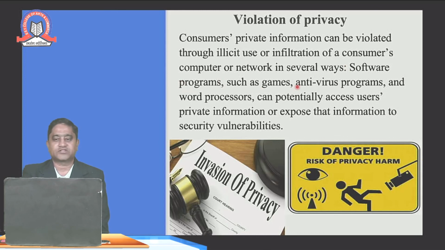Software programs such as games, antivirus programs, and word processors can potentially access the user's private information, expose it, and create security vulnerabilities. Whenever you buy anything, our data is stored through cookies and it can be misused by companies. So a lot of research has to be done related to data privacy.